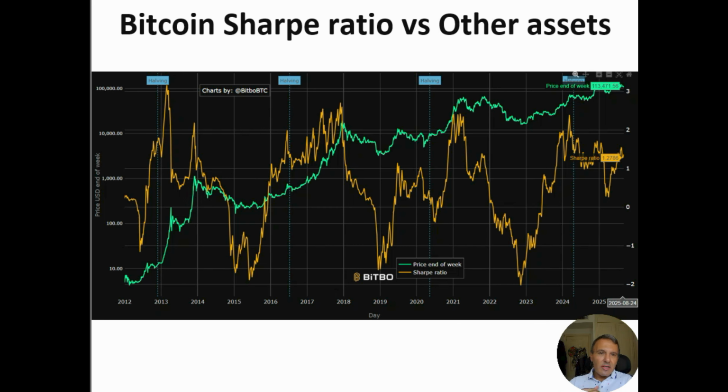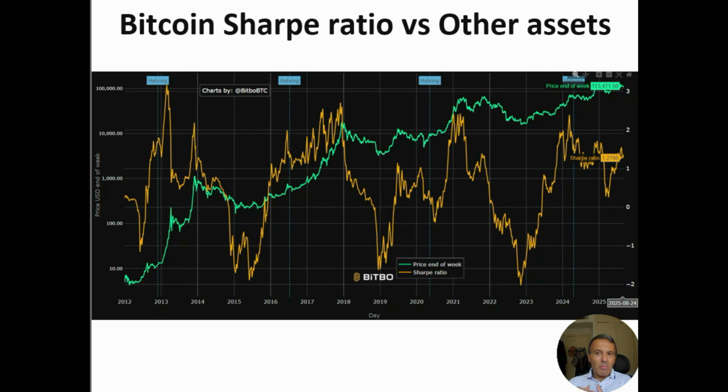Right, the next chart is Bitcoin Sharpe ratio versus other assets. Let's break this down as to what it actually means. The Sharpe ratio measures the return versus risk. So a higher Sharpe ratio means better risk-adjusted returns.